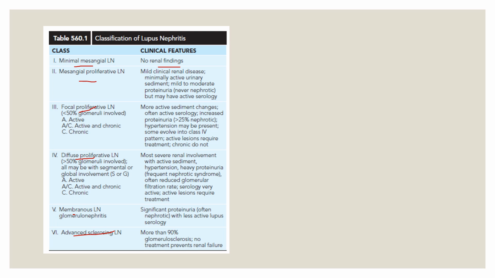Focal means less than 50% glomeruli involved. Diffuse means more than 50% glomeruli involved. Membranous means there is significant proteinuria, and advanced sclerosing means more than 90% glomerular sclerosis, and it inevitably leads to renal failure. So these are the 6 types.